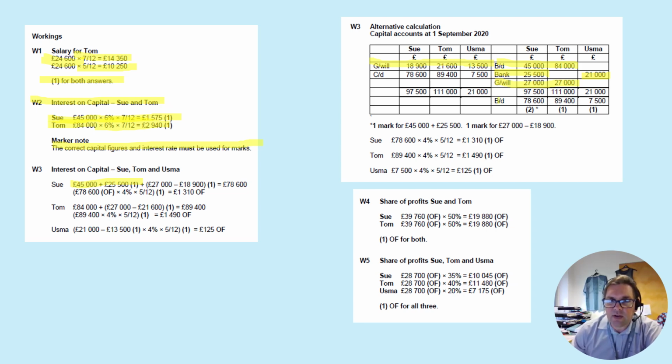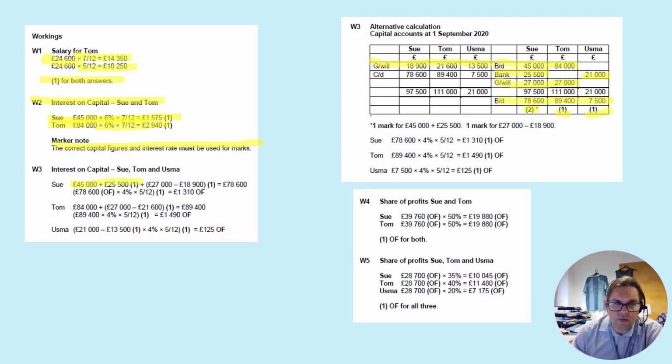But if you just get the correct balance brought down using those T accounts, you're going to get 2 marks for Sue, so 2 marks, 1 for introducing the capital, 2 for introducing and removing goodwill, 1 mark for Tom for introducing and removing goodwill correctly, and 1 mark for Isma for the same. So once you've got those figures, what you've then got to do is calculate the interest on capital.